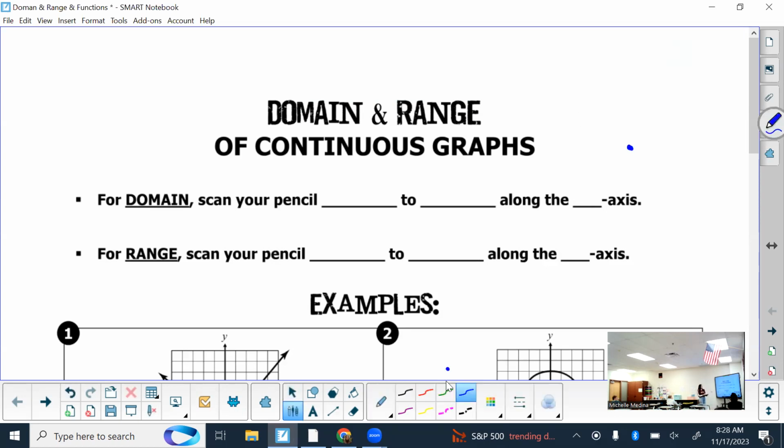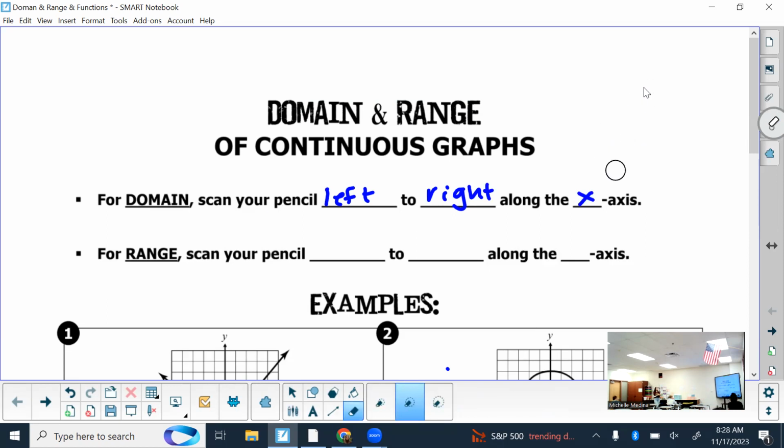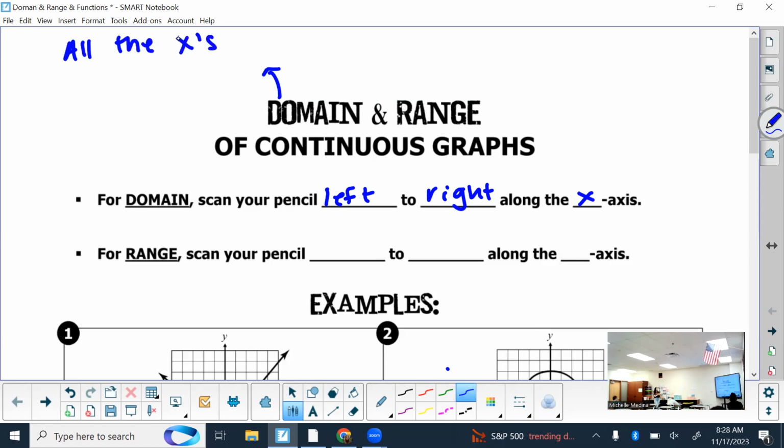So with that, when you're trying to evaluate domain and range, for domain, you need to scan your pencil left to right along the x-axis, because the x-axis goes from left to right. Domain, if you want to also include this little note in there, would be all the x's or inputs, or whatever you want to call it. All the x's in a set of coordinates, in a graph, in a table, it's all the x's, all the inputs.